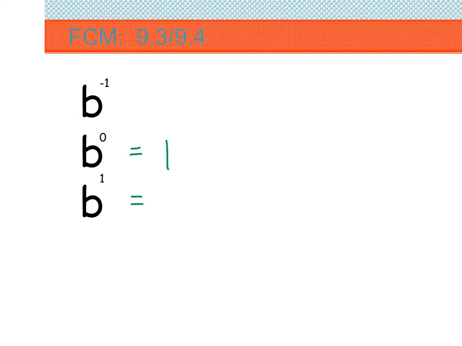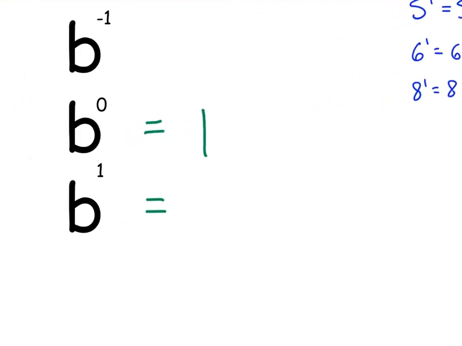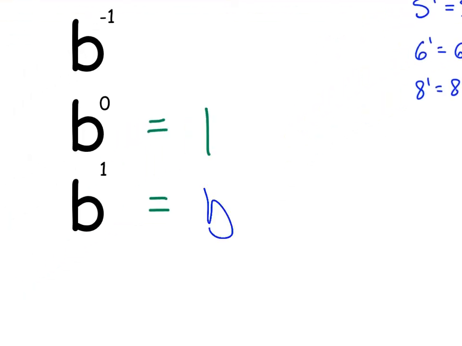3 to the power of one is what? 5 to the power of 1 is what? Oh my. You guys are overthinking it. 5 to the power of 1 is 5. 6 to the power of 1 is 6, right? 8 to the power of 1 is 8. Anything to the power of 1 is itself.